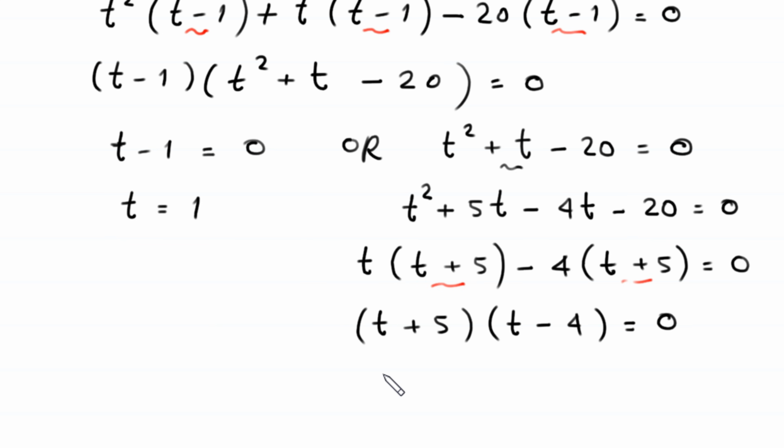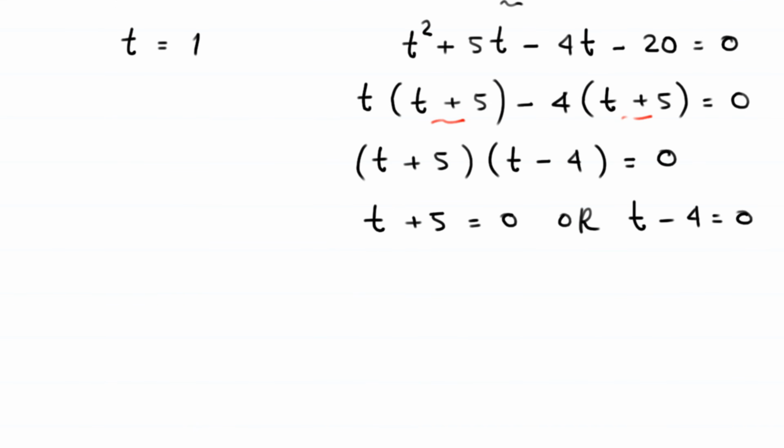From here, either t plus 5 is equal to 0, or t minus 4 is equal to 0. From this equation we get the value of t is equal to negative 5, and from this equation we get the value of t is equal to positive 4. And first we found that t is equal to 1.